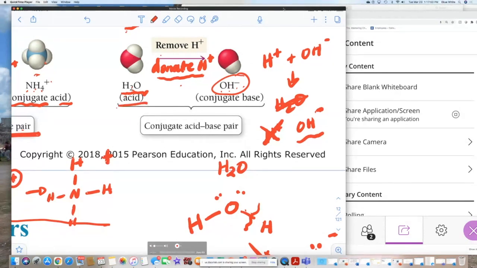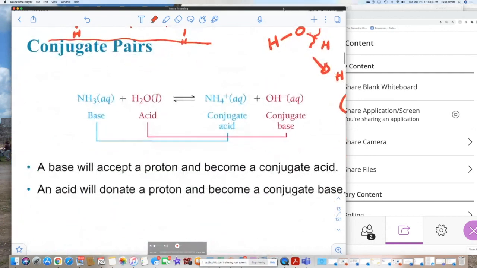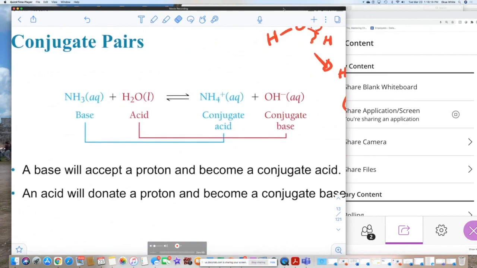Once again, this is the original acid. What's left over once the hydrogen is lost is OH minus. Together, they're called the conjugate acid-base pair, the before transformation, the after transformation. Okay? So you then need to be able to identify this in the chemical reaction. So we saw this in part, right? And now we're seeing this as a whole.